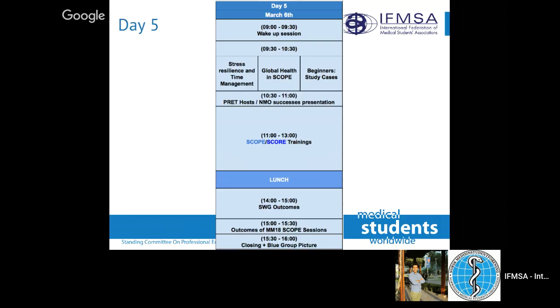And then we're going to have the SCOPE SCORE trainings from 11 to 1 p.m. There will be some desks during the previous days where you will be invited to subscribe to these trainings. These are part of the SCOPE session, so you have to subscribe to these trainings.